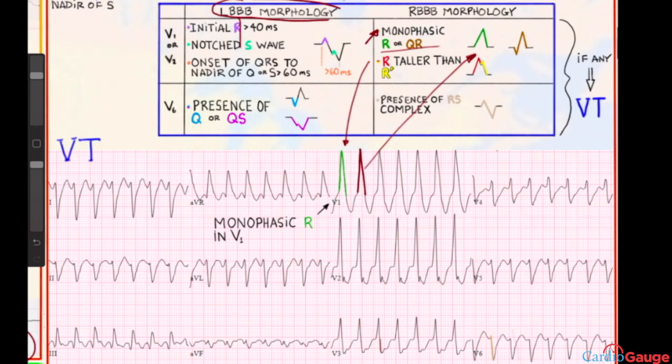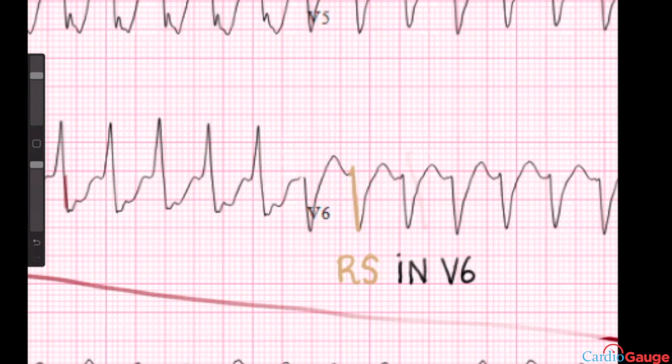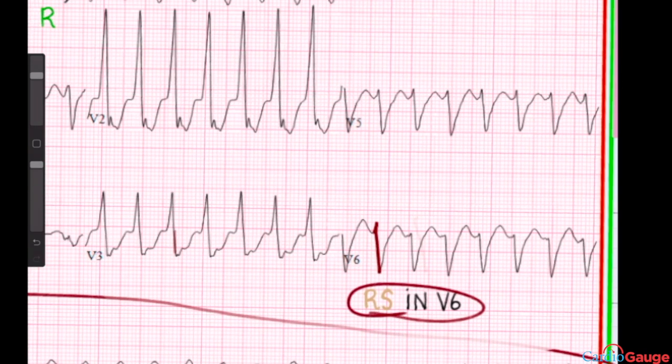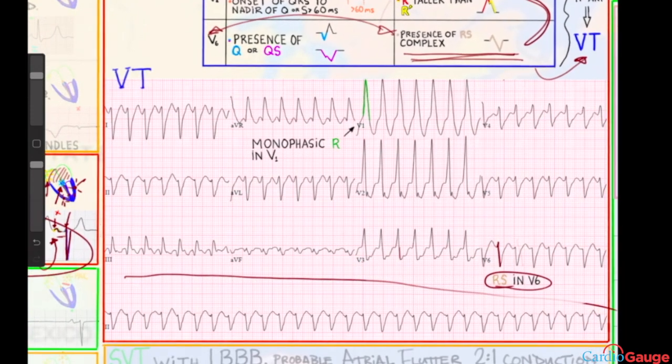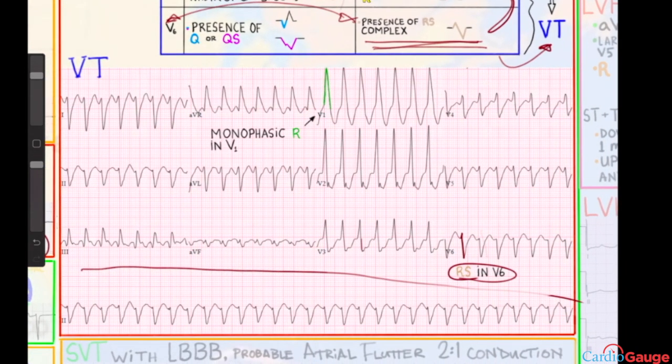So that implies VT. And then let's look at this complex here in V6. And indeed, we've got an R wave and then an S wave in V6, which is what we're looking for to satisfy the Brugada criteria. So by both of these two, it suggests VT. So that's an example of monomorphic sustained ventricular tachycardia.